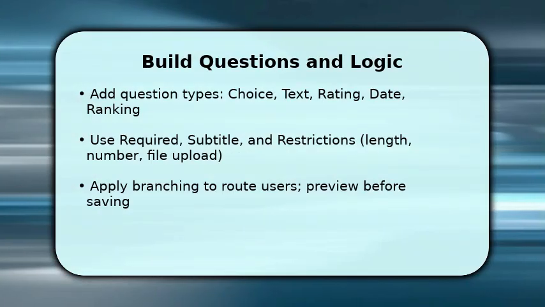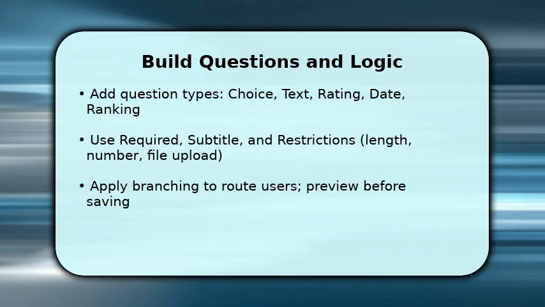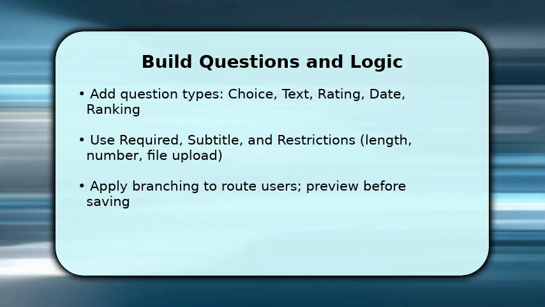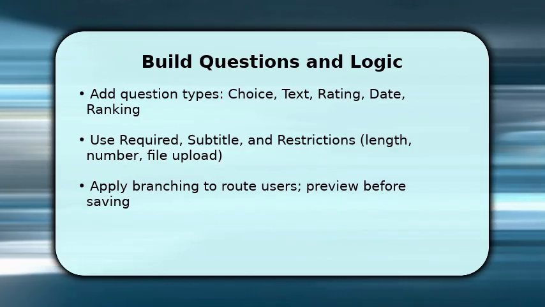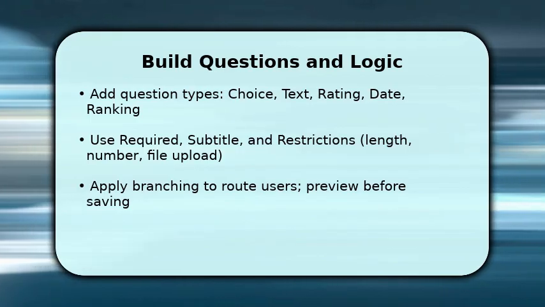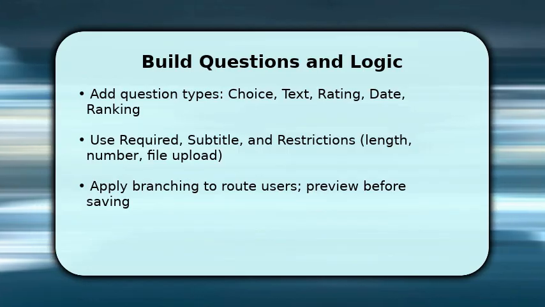You now add the actual questions and apply logic. Start with basic choice or text, then mix in rating, date, or file upload where needed, use required to force answers. Once questions exist, set response restrictions like max length or numeric ranges to keep data clean. Next, implement branching. Direct users to relevant follow-ups based on answers so they only see what's relevant. Finally, preview the flow to confirm the branching and validations behave exactly as you intended.